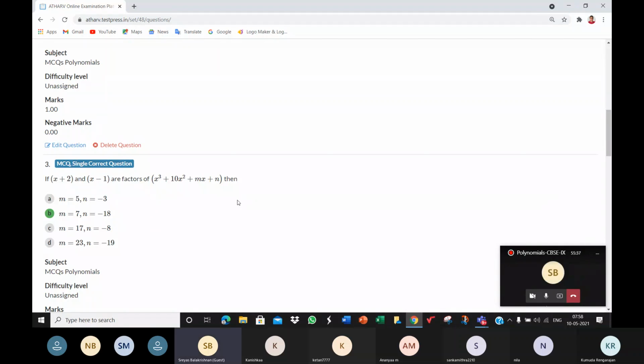Minus 2 cube plus 10, no, into minus 2 square. Not that. No. How do we start? How do we get started before even substituting minus 2 in the place of x? What's the first thing? What condition would you write?